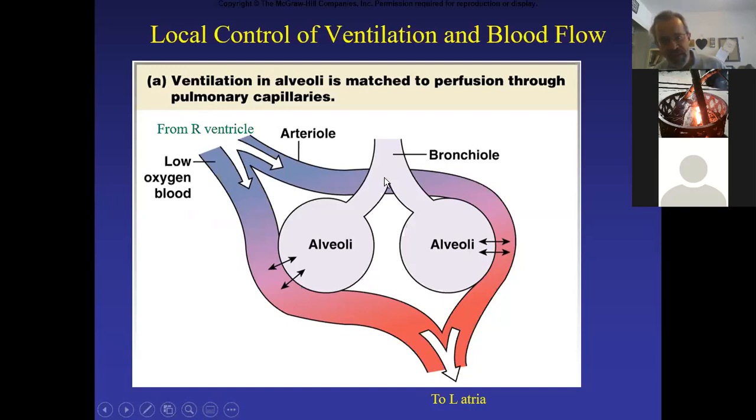It enters into the lungs, right? And then the alveoli dump off oxygen, the blood dumps off CO2, and now we have more oxygen-rich blood that's traveling to the left atrium. This is a normal condition. Now pay particular attention to the size of these blood vessels, the diameter of them. This is what we call matching. So the ventilation in alveoli is matched to perfusion. I'll explain what that means in a second.